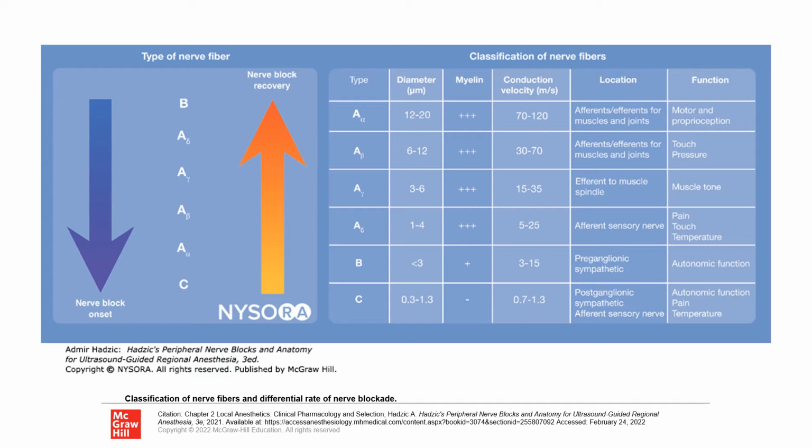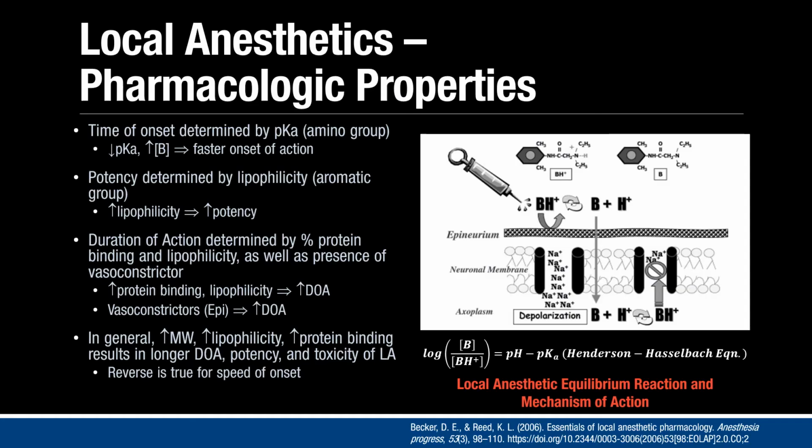Therefore, nerve block onset affects sympathetic fibers first, followed by pain and temperature sensation, then touch and proprioceptive input, and finally motor output. And then the nerve block recovery occurs in the reverse pattern. Local anesthetics have various pharmacologic properties that are worth mentioning that affect clinically relevant factors such as time of onset, potency, and duration of action.